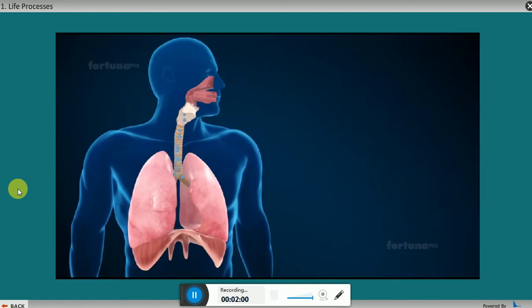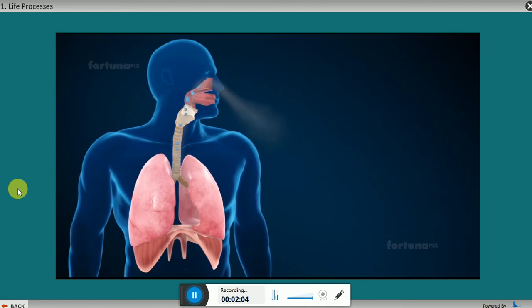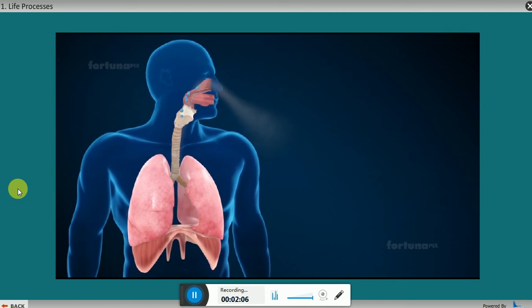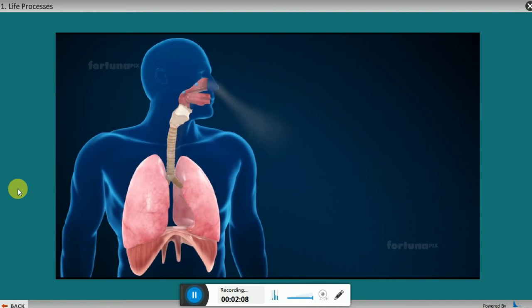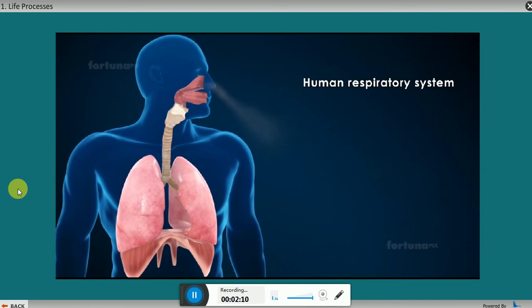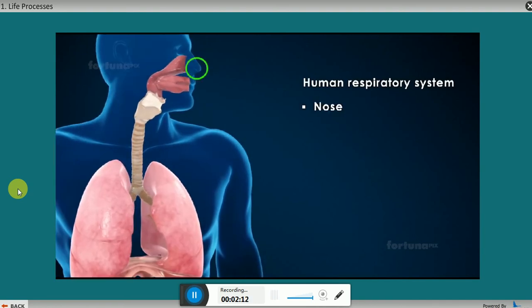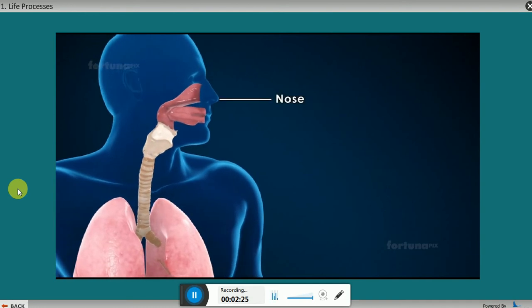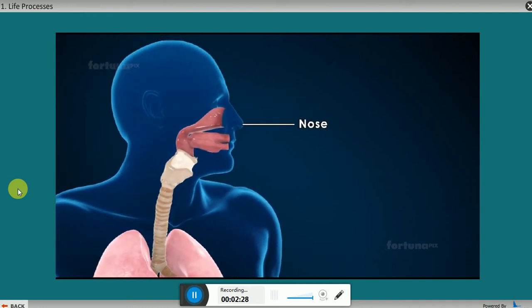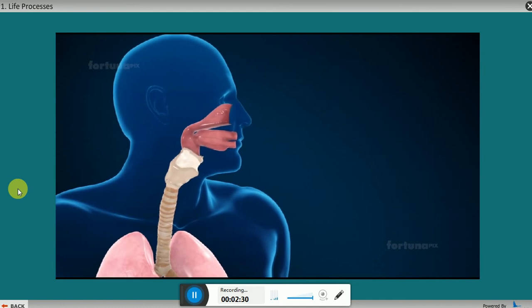Now let's see the difference in the respiratory system of animals using the human respiratory system as an example. The human respiratory system consists of the nose, pharynx, larynx, trachea, bronchi, and lungs. The nose is the most external organ and is the primary entry point for air moving into the respiratory system.